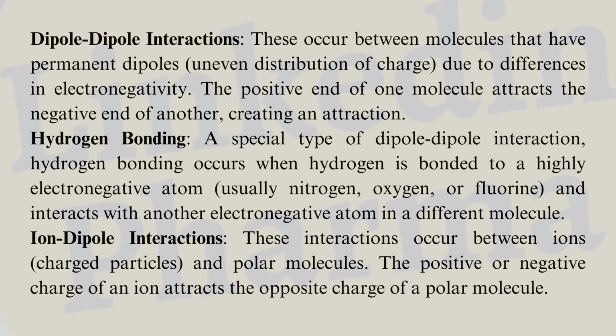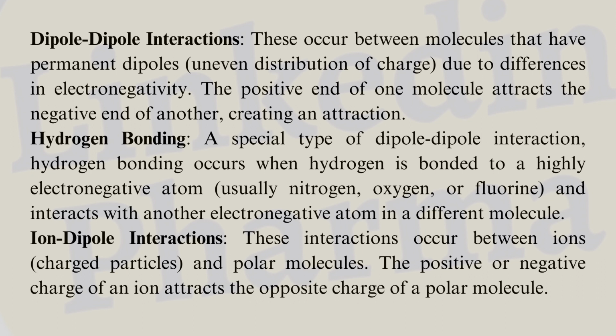2. Dipole-dipole interactions. These occur between molecules that have permanent dipoles, uneven distribution of charge, due to differences in electronegativity. The positive end of one molecule attracts the negative end of another, creating an attraction. 3. Hydrogen bonding. A special type of dipole-dipole interaction. Hydrogen bonding occurs when hydrogen is bonded to a highly electronegative atom, usually nitrogen, oxygen, or fluorine, and interacts with another electronegative atom in a different molecule.